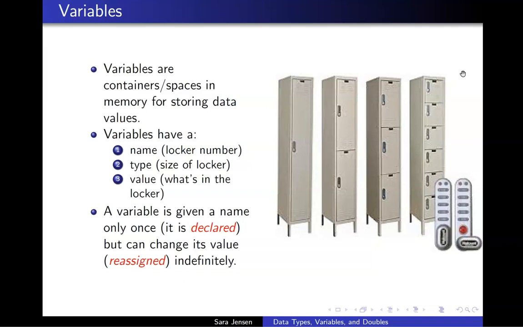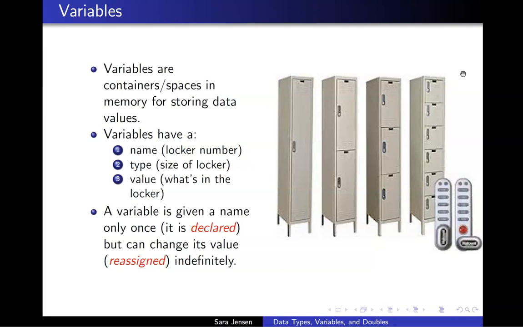If I'm looking at a variable in C++, it's always going to have three things: a name, a data type, and a value. Now let's see how each of those things is represented with the locker analogy. Every variable has a name. A name is analogous to a locker number. How do I know where I'm going to go in order to access the things that I want to store inside the locker? And what's stored inside the locker is analogous to the value associated with a variable. So the name is the locker number, the value is what's inside.